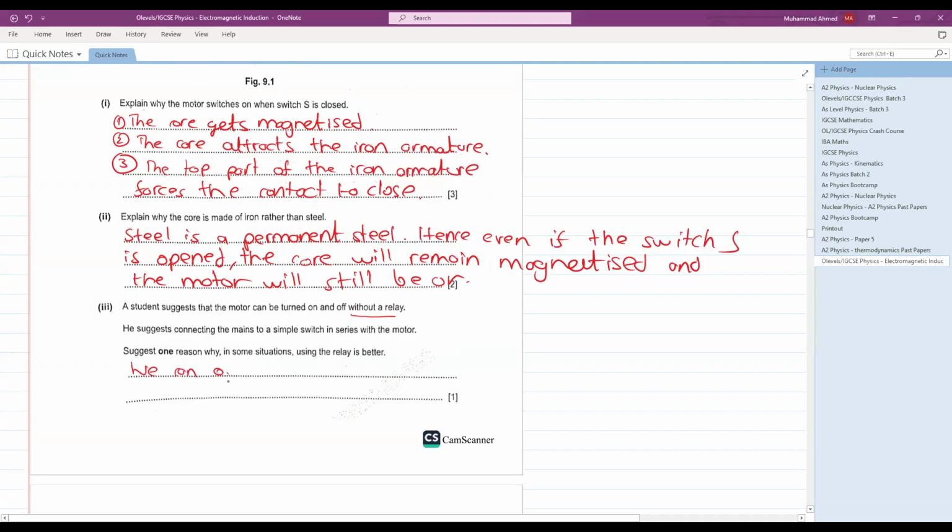We can operate a high voltage circuit using a low voltage switch. Simple as that. Let's further move ahead.